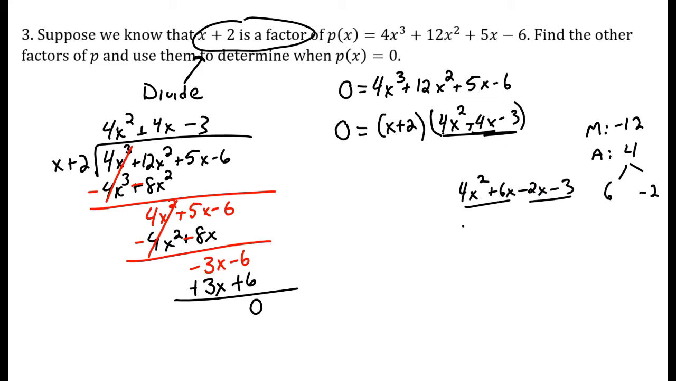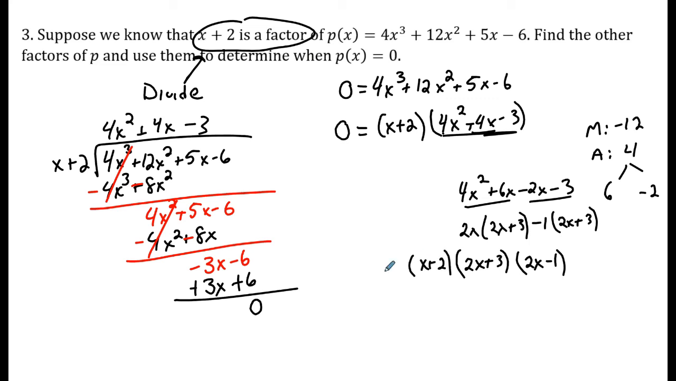Then we group. I'm taking out a 2x. I'm left with 2x plus 3, which means I'm taking out a negative 1 to get a 2x plus 3. So I get 2x plus 3 as my common factor, my new GCF, which leaves me with 2x minus 1. Don't forget that x plus 2 comes along for the ride, equals 0.